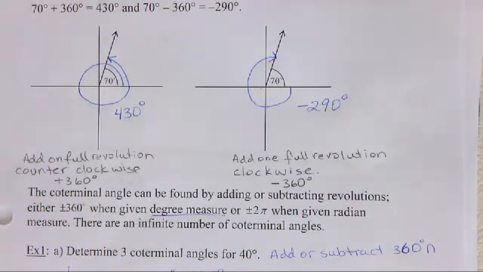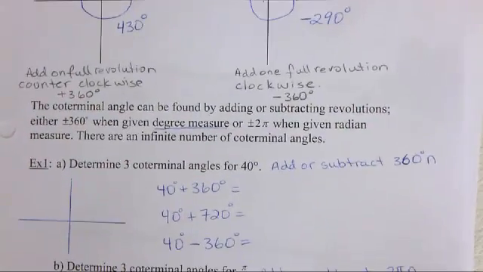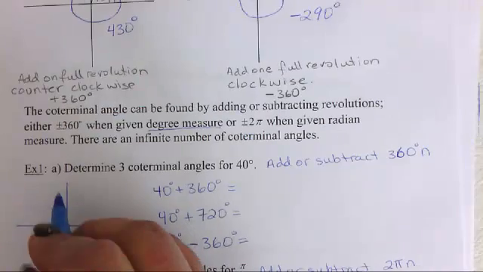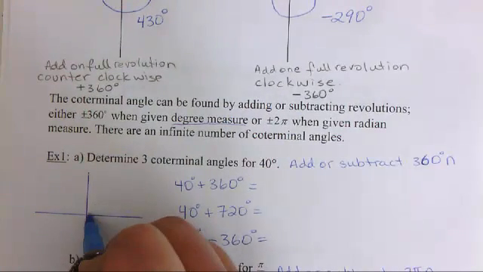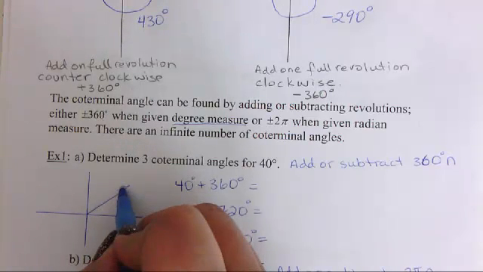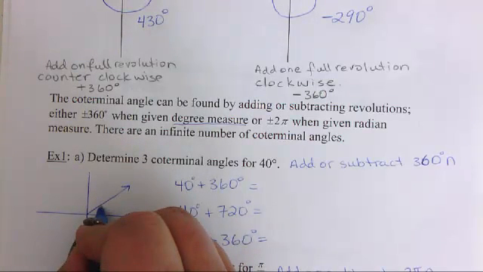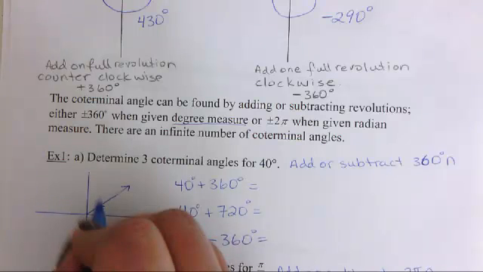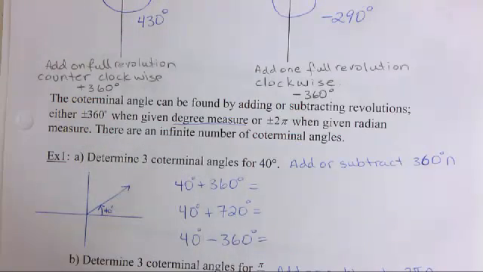All right, so we've got a couple of examples just below. Example 1 says, determine 3 coterminal angles for 40 degrees. Now, for 40 degrees, we're going to first draw what our 40 degrees looks like, and I'm just going to estimate that it's around here. It's not quite halfway in between, but let's say there. So this is my arc. I'm going to show that's 40 degrees right there.